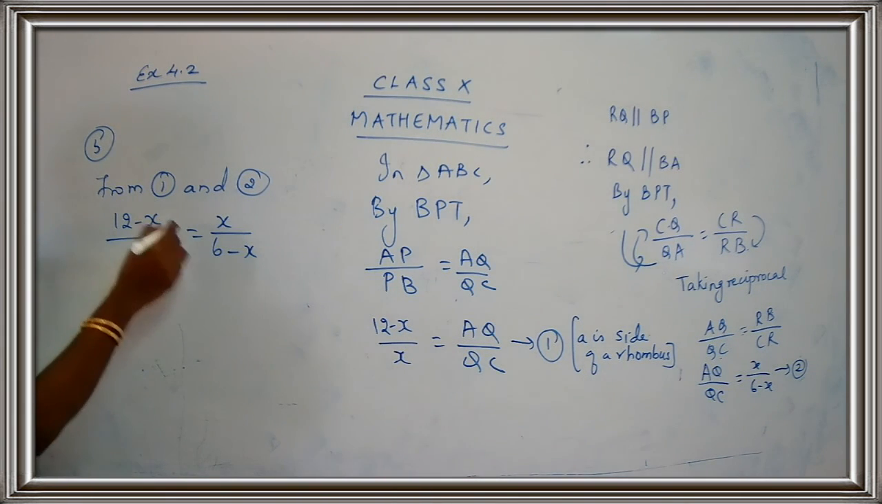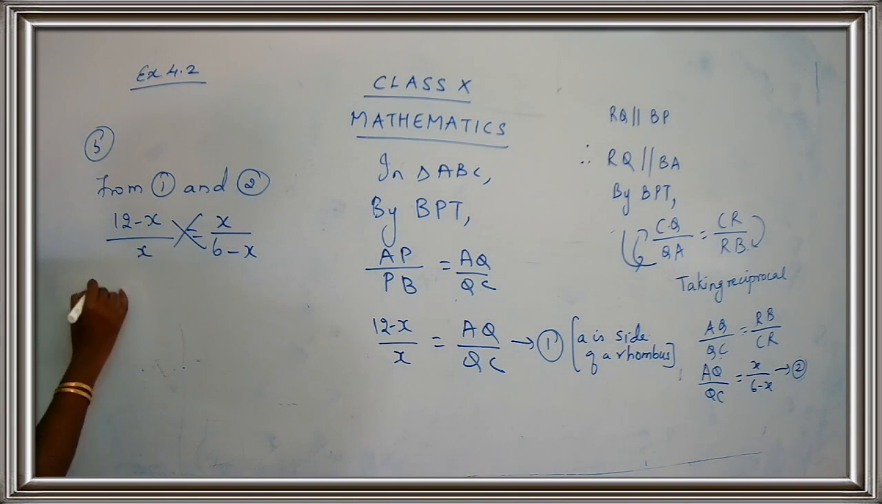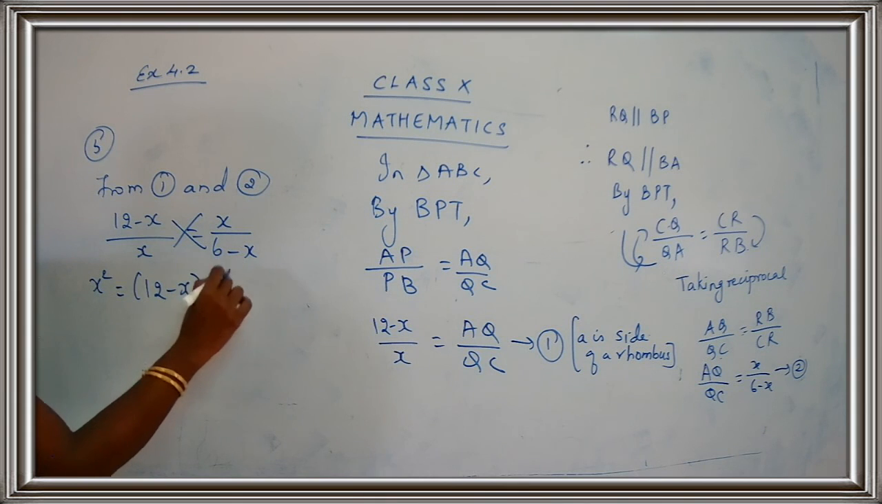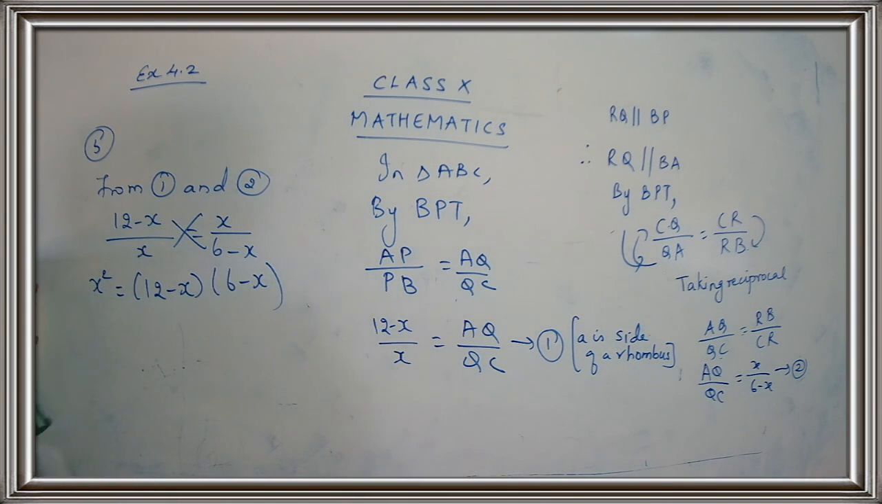Now you know how to simplify it. You just have to cross multiply and you will get the answer. Let's go for the cross multiplication, children. Till here, are you clear? So we got (12 minus X) upon X from 1 and X upon (6 minus X) from 2. Let's cross multiply this. So this is X into X, X square, equal to (12 minus X) into (6 minus X).